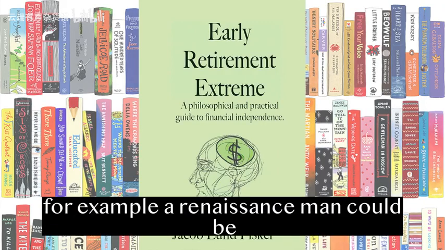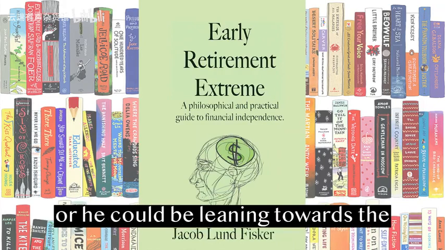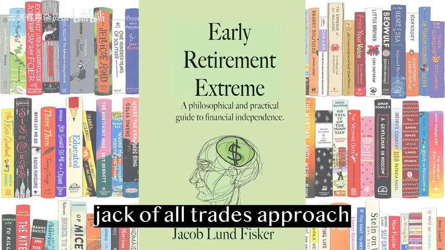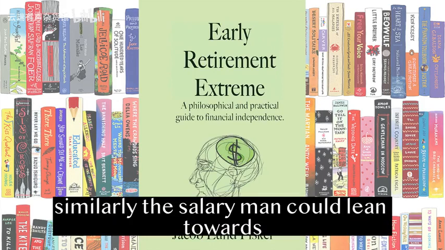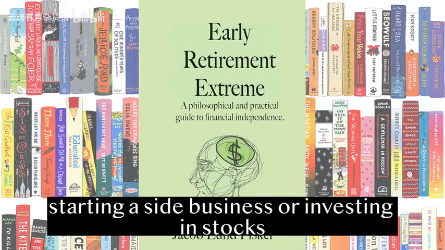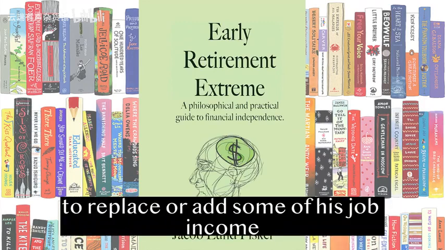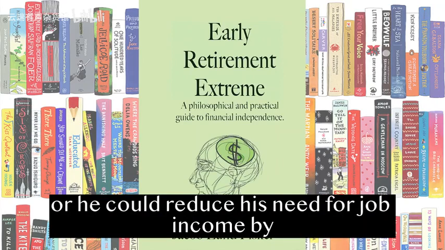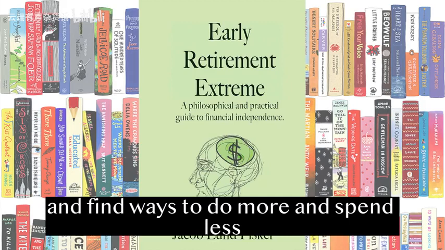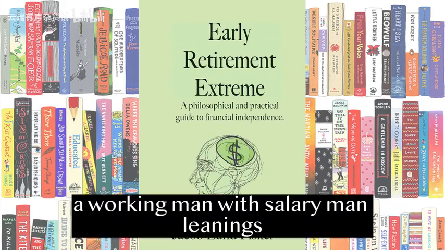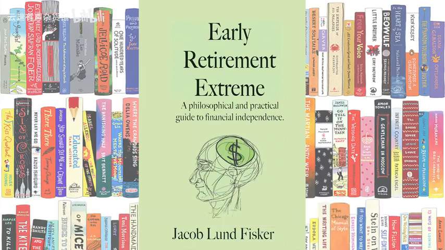In the latter case, each of the 4 types falls into a given wing. For example, a Renaissance man could be leaning towards asset-backed job independence of a businessman, or he could be leaning towards the jack-of-all-trades approach to job independence of a working man. Similarly, the salaryman could lean towards starting a side business or investing in stocks to provide more income to replace or add some of his job income, or he could reduce his need for job income by divesting some of the things he has financed and finding ways to do more and spend less. A working man with salaryman leanings could likewise engage in longer-term consulting projects.